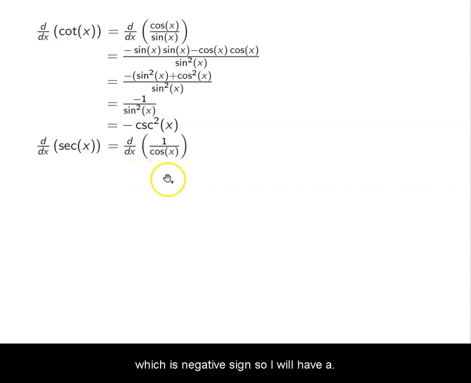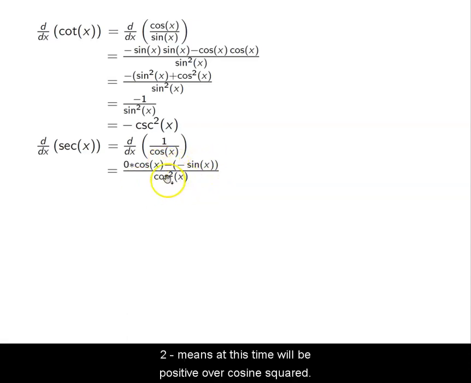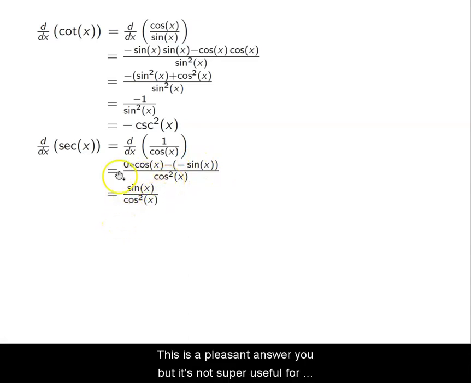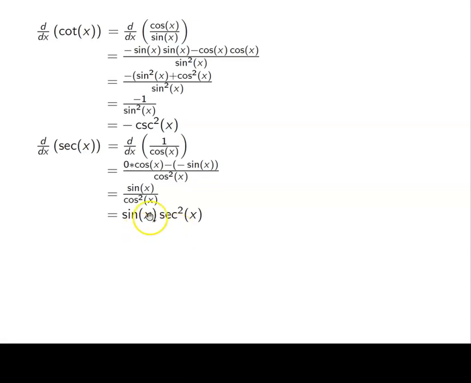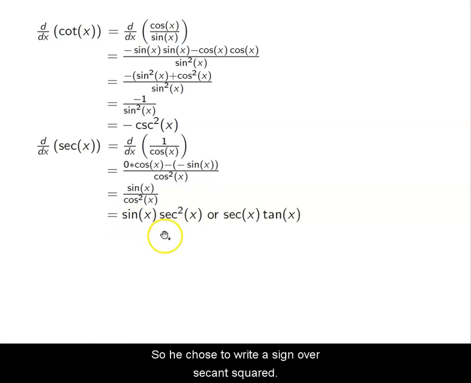So I will have a positive sine over cosine squared. Okay. So the two negatives means that this sine will be positive over cosine squared. This is okay as an answer, but it's not super useful for us when we do math. So we're going to separate this, okay, into a tangent times a 1 over cosine, or tangent times secant. Okay. So here I chose to write it as sine over secant squared, but the standard is secant times tangent.